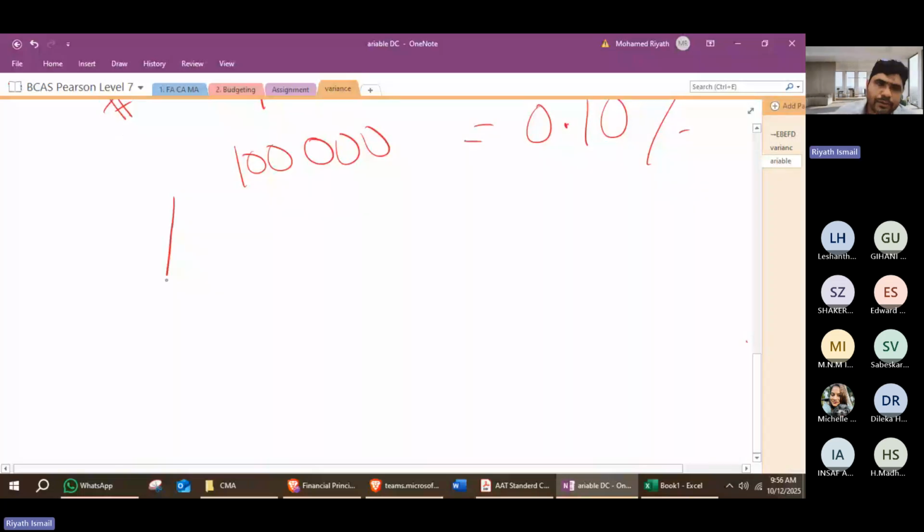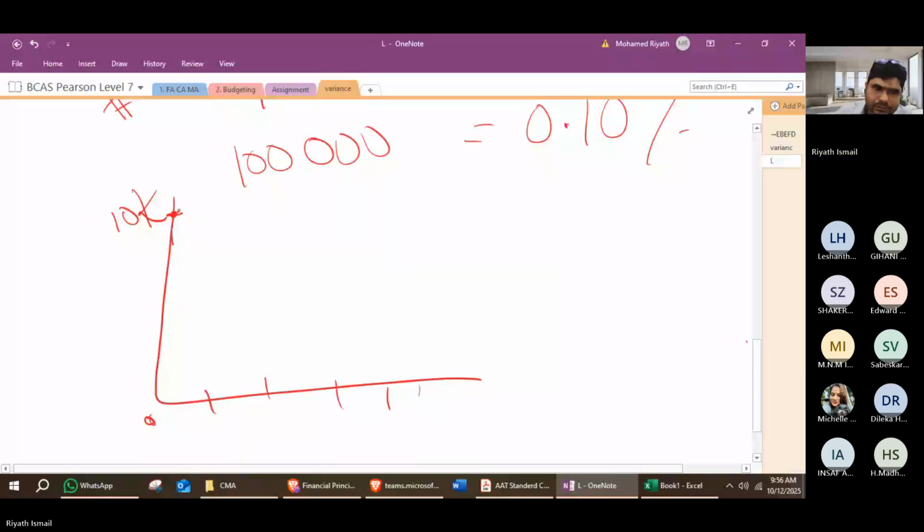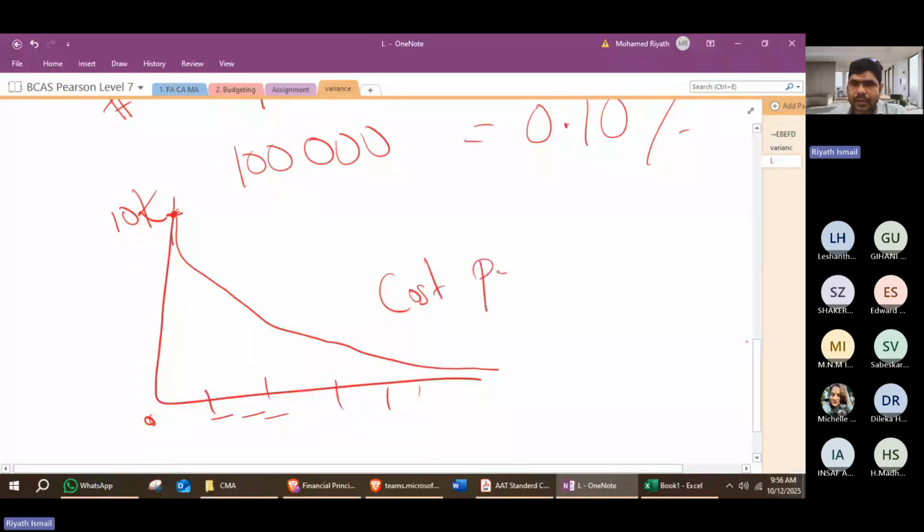If you write 10,000 as the maximum when the production is zero, the point is here. When they increase the production, the fixed cost per unit behaves like this. So when they increase the production, the cost per unit reduces.